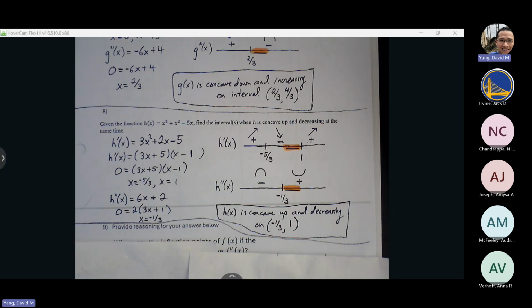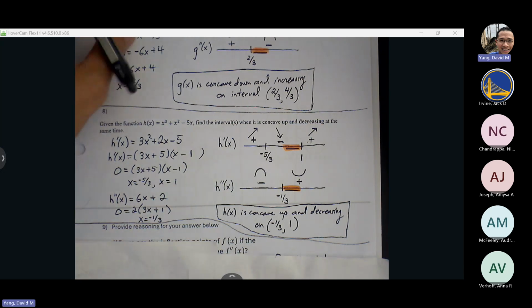We're on worksheet 5, page 3. Okay, any questions, 7 and 8? Okay, let's take a look at number 9.